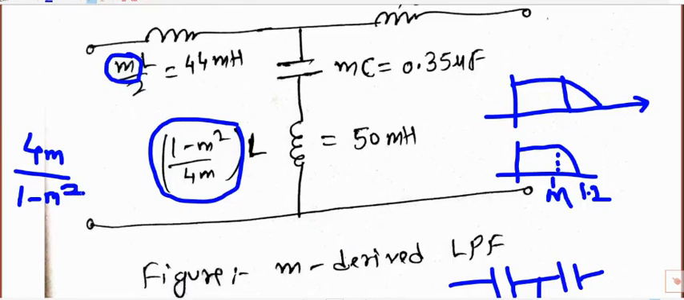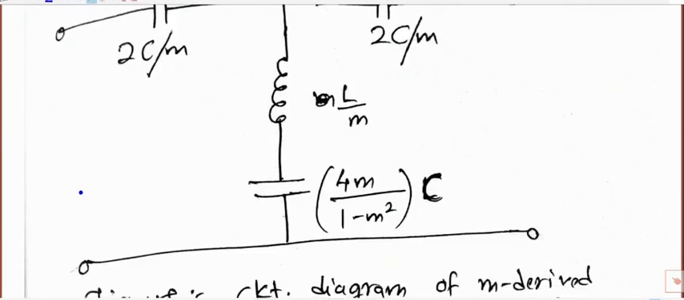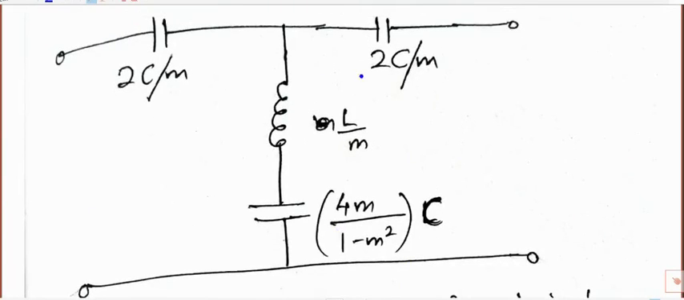So you should do the comparative study: simply multiply by m that we do in the low pass filter, divide by m that we do in the high pass filter. In low pass filter, an additional inductor is added. In high pass filter, an additional capacitor is added. The factor by which the inductor is multiplied is (1 minus m square) divided by 4m. So the reciprocal of this: 4m divided by (1 minus m square) into C. So this is the diagram of M-derived high pass filter.